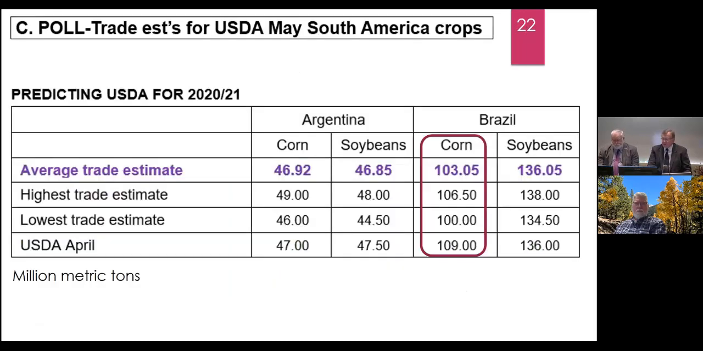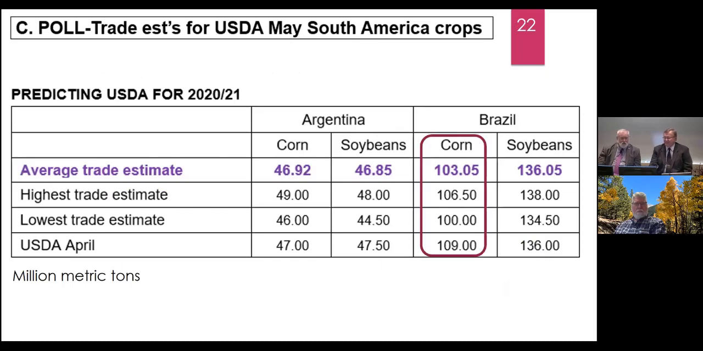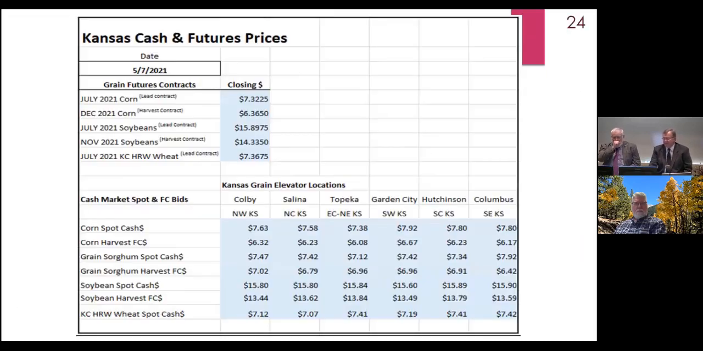I want to jump back. What I hear in the market is that the market isn't trading like there's 1.35 billion bushels of ending stocks in corn. It's trading like it's about 1 billion or below. But implicitly we have a lot of fears.